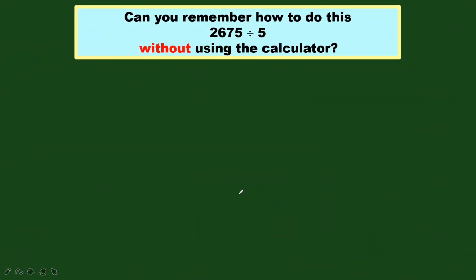Do you remember how to do this without using the calculator? Let's try it out. We will do this by starting like this. We will write this inside here and we will divide by 5. So we take 26, divide by 5. So I will get 5 here. Then I will multiply 5 by 5. Then I will get 25.